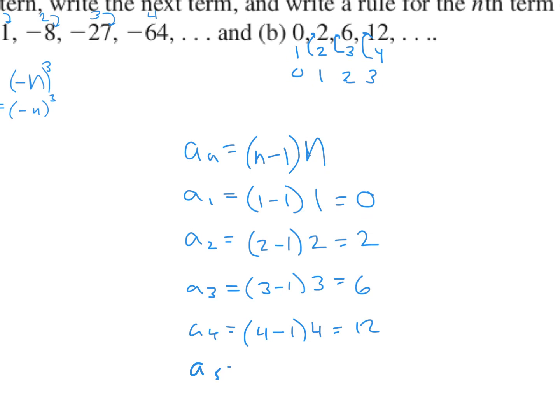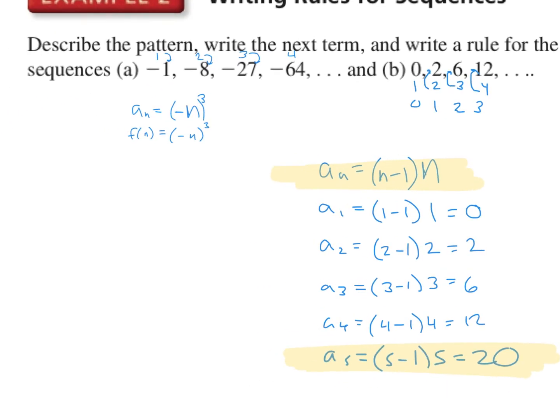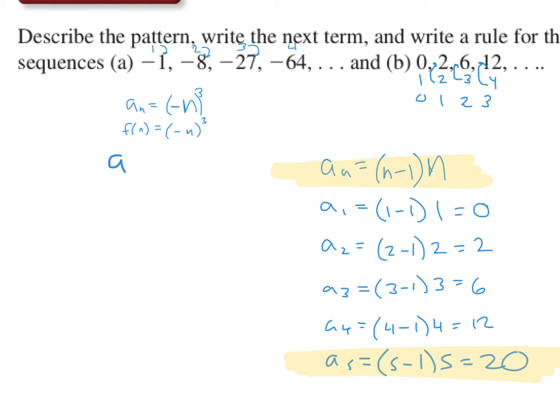So let's find a sub 5. This would be 5 minus 1 times 5, which would be what? 5 minus 1 is 4, and 4 times 5? 20. And then let's find a sub 5 for the one before also. For a sub 5, we just plug in 5 for our n's. We have negative 5 cubed, negative 125. Awesome.